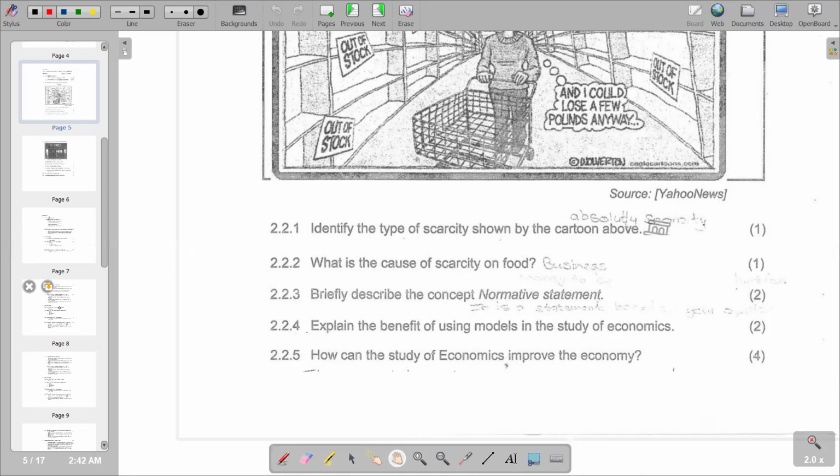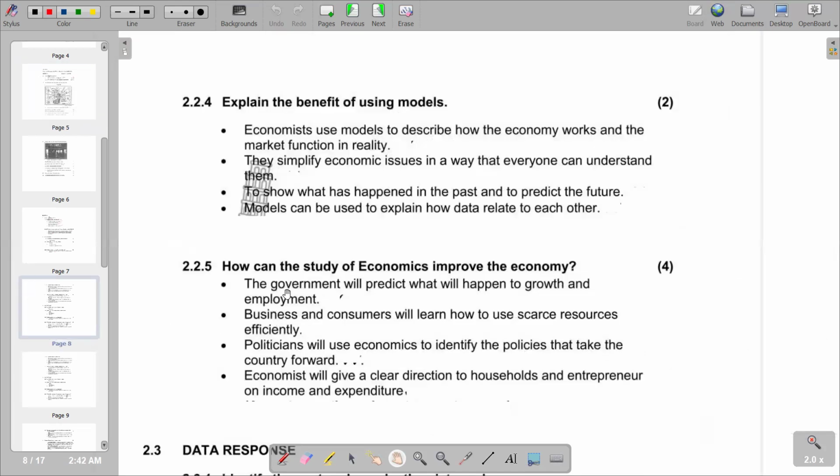So we go to the other section again to see what we have on this. How can the study of economics improve the economy? The first one says the government will predict what will happen to growth and employment. So it can be used to predict macroeconomic factors so that we can move in a positive direction. Remember, this statement is saying it is used in the prediction of growth. Obviously, this is economic growth in terms of the increase of the monetary value of goods and services being produced in the country, and also in terms of prediction of employment trends. So basically, that's what we have on the first point.